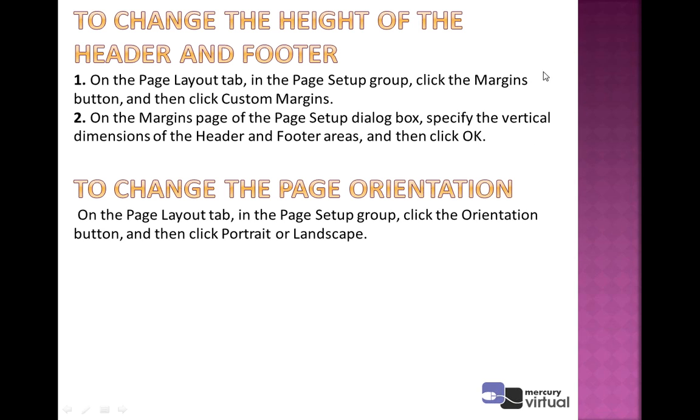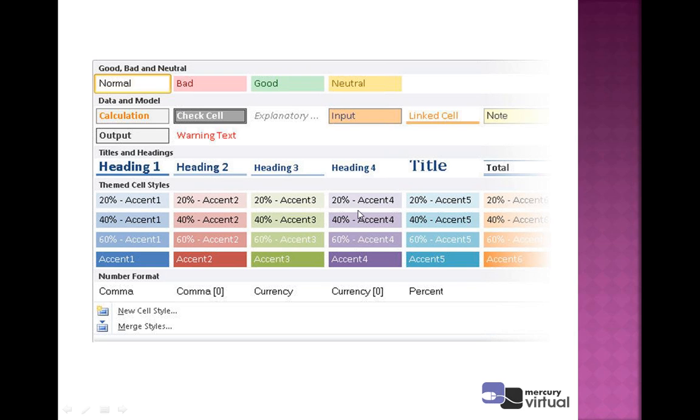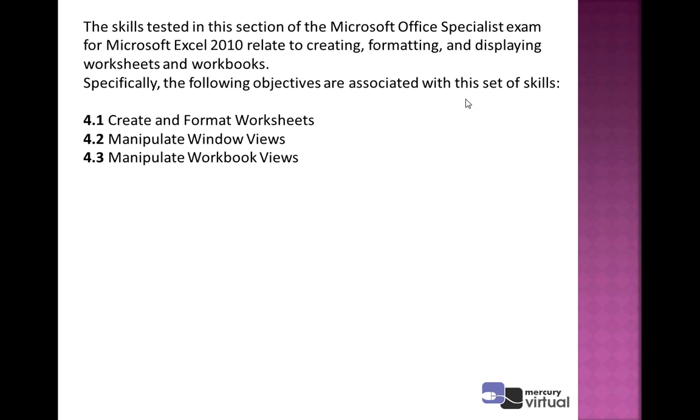Then we also covered how to create and apply a cell style. There are different styles available for a cell, and you can opt for any type of style and apply it to the cell. So that's all for chapter number 3. We also covered chapter number 4, managing worksheets and workbooks, meaning how to manage the worksheets and the workbook in the Excel environment.